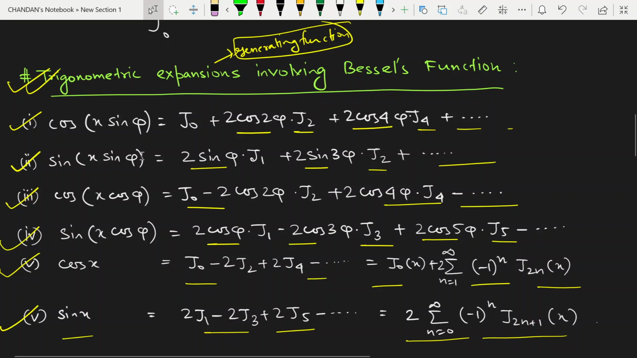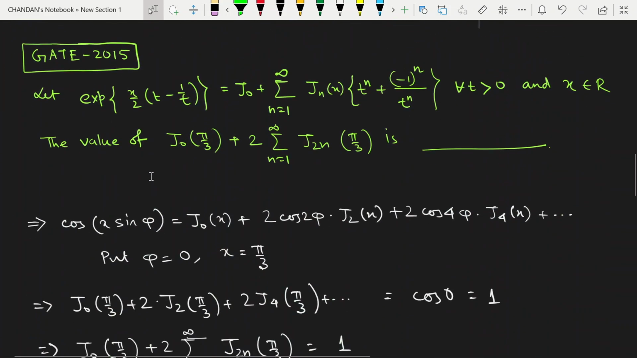Now we see some examples. So first we see this example. This is based on the generating function and this came in GATE 2015. Let the exponential of x by 2 into t minus 1 by t be the generating function, with the series expansion given for all t greater than 0 and x belonging to R. Find the value of J0 pi by 3 plus 2 summation n equal to 1 to infinity J2n pi by 3.